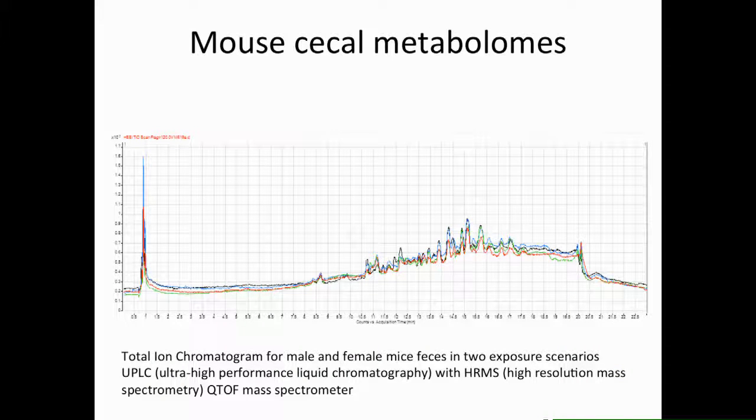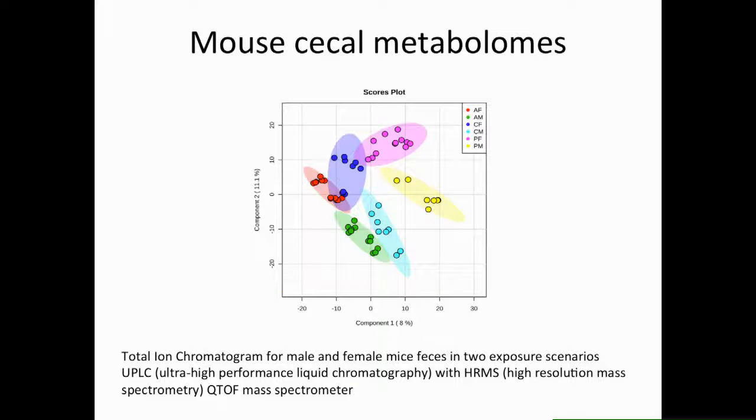We've looked at the mouse cecal metabolome for all these. Mice are very nice in the sense that they have an enormous amount of material. Their poos are huge, and they have a nice ample cecum. So the metabolomics is much higher resolution. Here's a summary just showing that the male and female atrazine separates out nicely from the controls that are next to it, and then from the paraquat that's on top there.